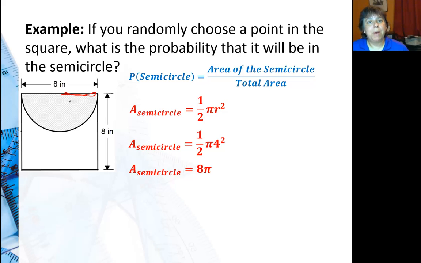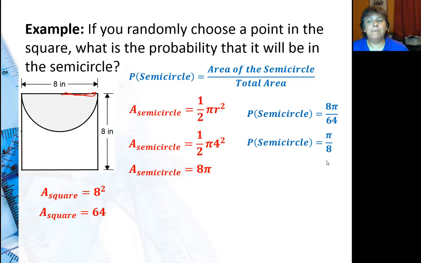So it's 8 pi. I also still need to find the total area, which is just the square. So the area of the square is 8 squared, or 64. Now I'm going to substitute both these values back into this formula and say the probability of getting a semicircle is 8 pi over 64. That simplifies to pi over 8. And if I grab my handy-dandy calculator and put that in, I get approximately 0.39 or 39 hundredths.